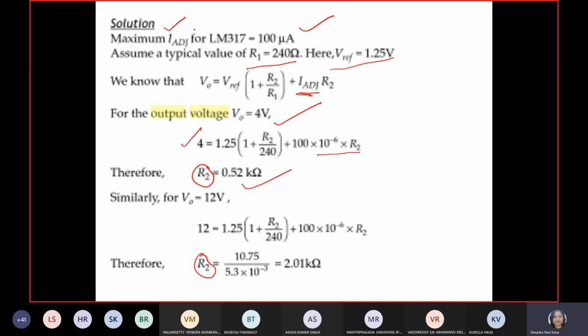So what are the things you have to remember for LM317? The IQ or IADJ value, then the V reference value, then R1. These are fixed values, guys. Suppose in case we change them, then the output will be as per our given data only. Is there any doubt?